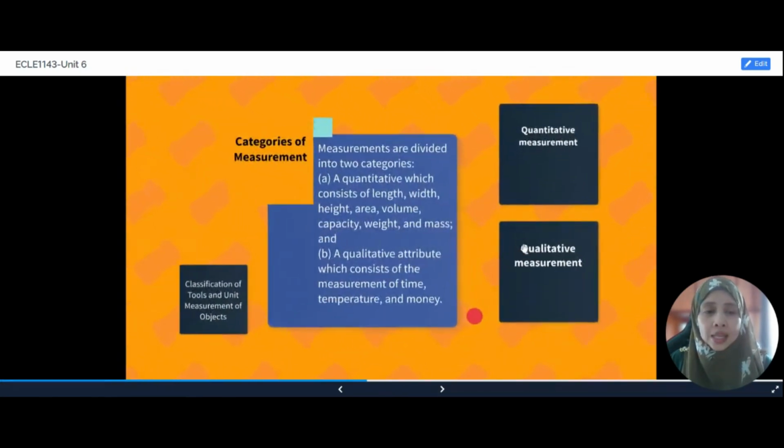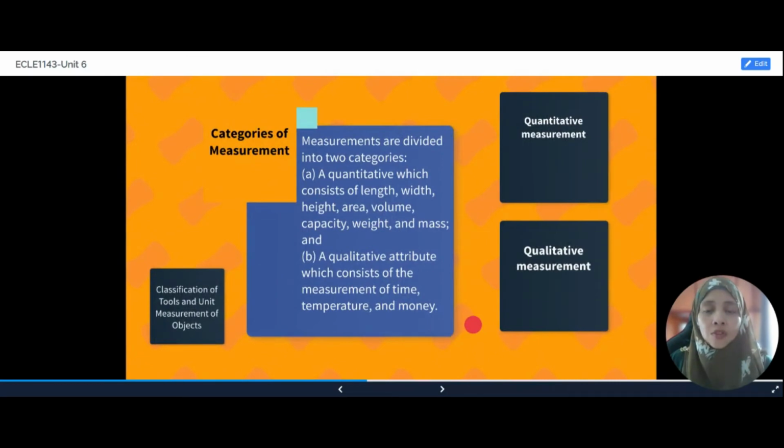Okay, so next let us take a look at categories of measurement. Tadi kita dah tahu standard and non-standard. So sekarang ni dekat dalam pengukuran juga ada dua kategori, iaitu kuantitatif dan kualitatif. Perbezaan antara dua ni, kuantitatif, we will get a definite result, benda yang tak berubah. Tapi kalau kualitatif, dia mungkin akan berubah.